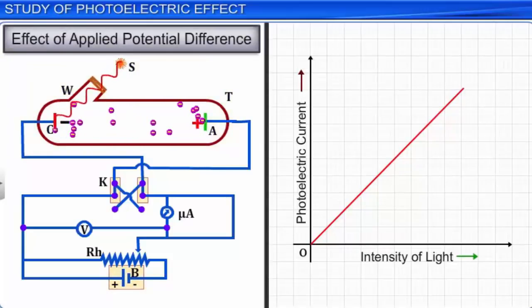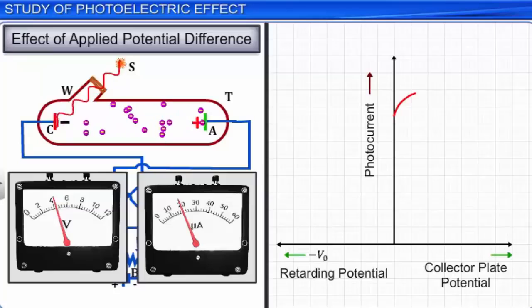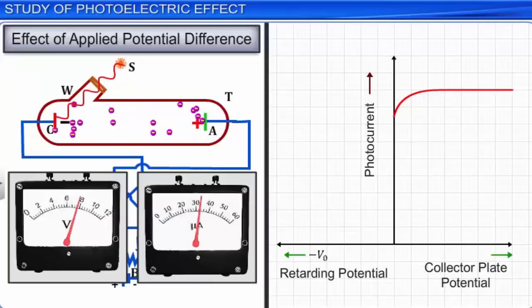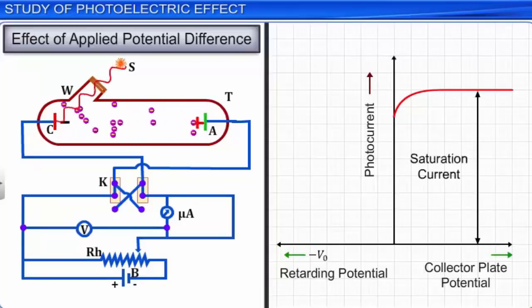Let us now study the effect of the applied potential difference on the photoelectric current. As you gradually increase the accelerating potential across the emitter and collector plates, you will notice that the current in the microammeter increases. We know that this happens due to an increase in the number of electrons that reach the collector plate per second. As the accelerating potential across the emitter and collector plates increases further, you will notice that the current in the microammeter reaches its maximum and remains constant. This maximum value of the current is called saturation current. Saturation current is a consequence of all the photoelectrons emitted by emitter plate C reaching the collector plate A.